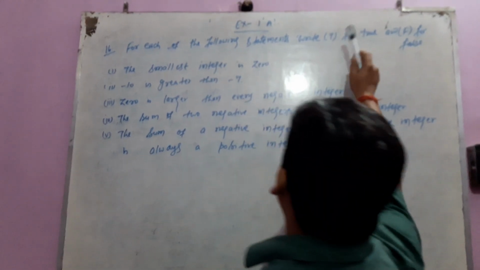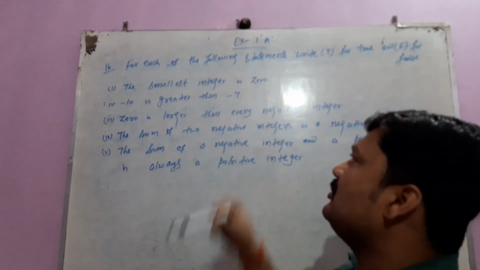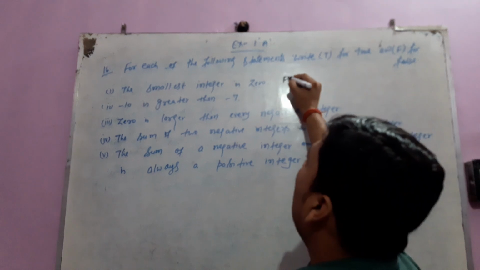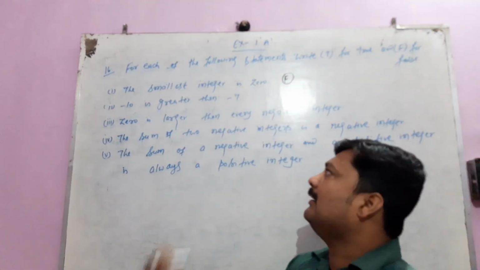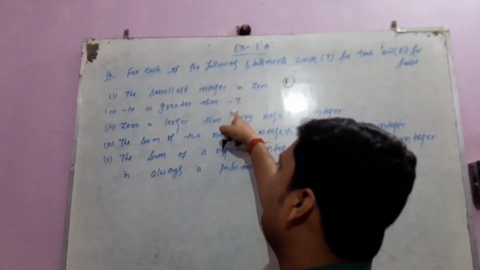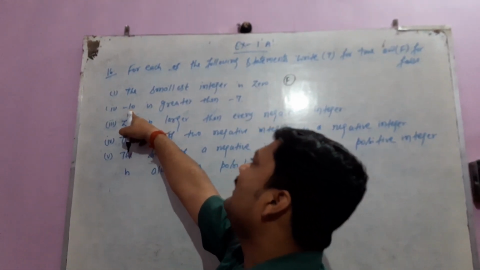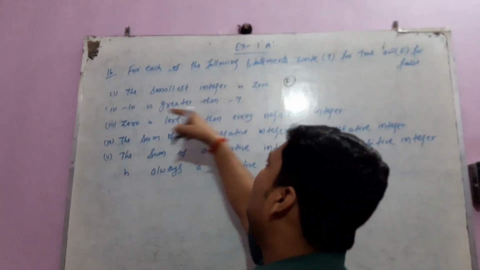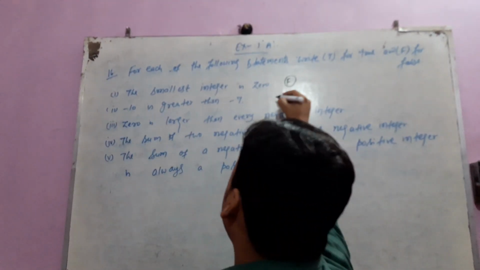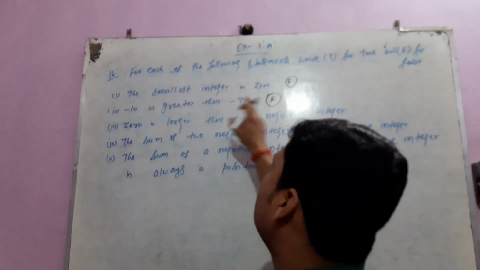In question number 16, we have to write T for true and F for false statements. The smallest integer is 0. No, it is false because all the negative integers are less than 0. -10 is greater than -7. No, as the value of the number increases in a negative integer, its value decreases. So -10 will be smaller than -7, so this statement is also false.